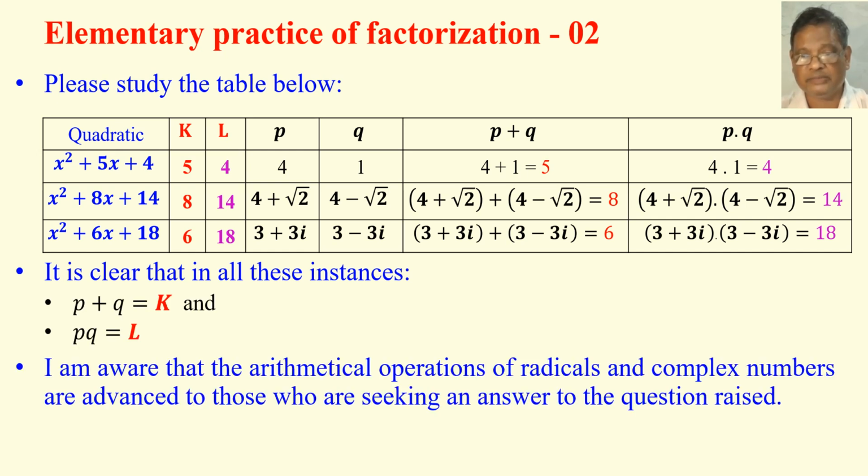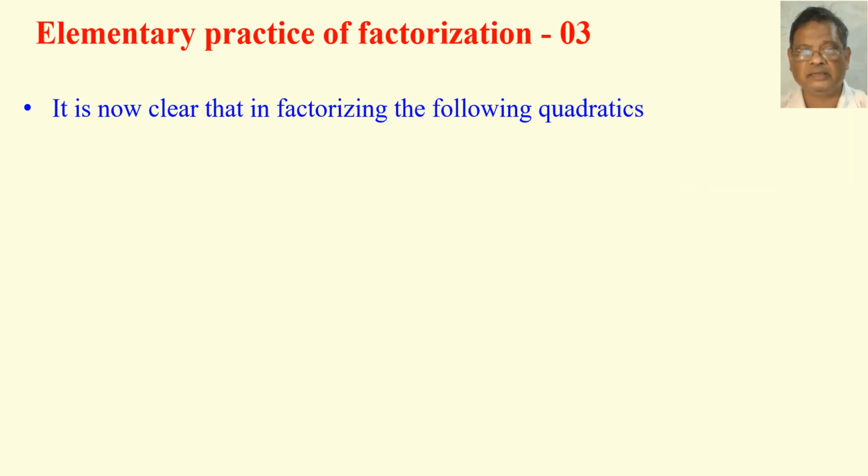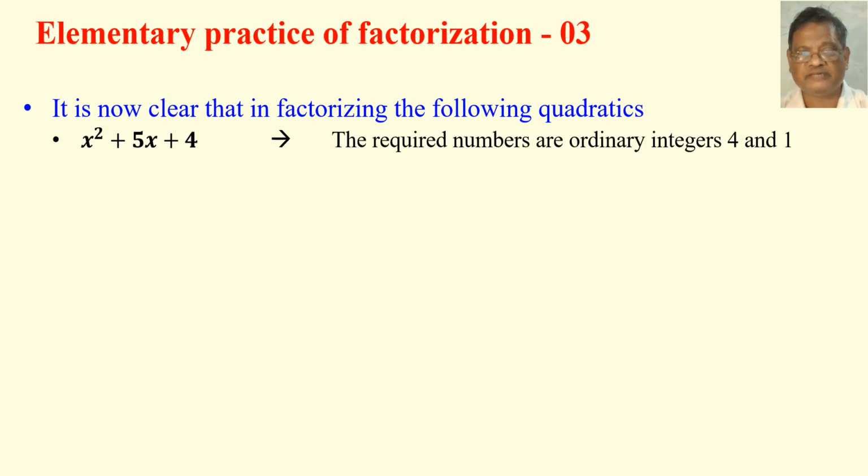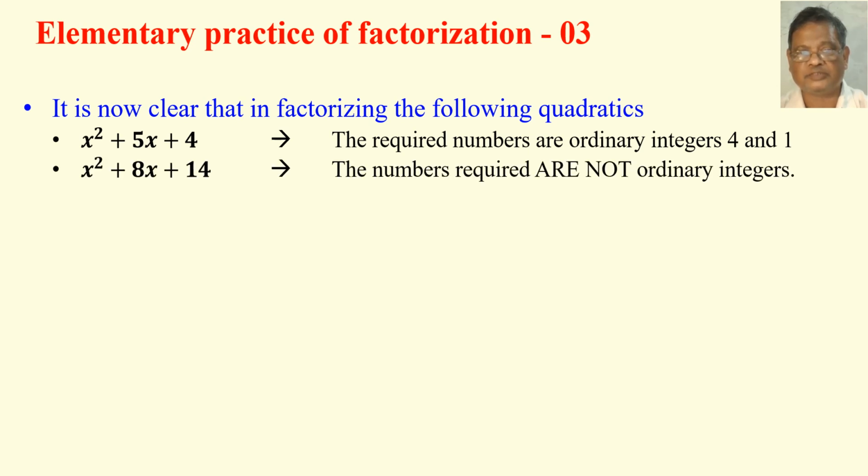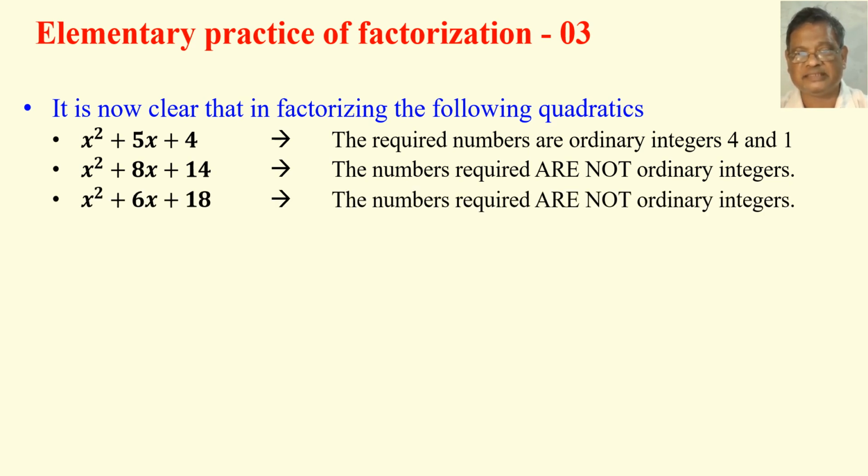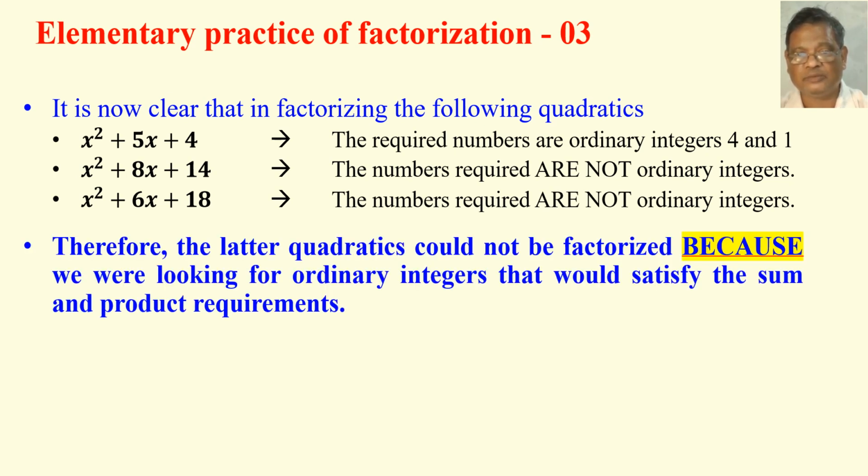It is clear that in all instances, p plus q is equal to k and p times q is equal to l. I know that the arithmetic operations of radicals and complex numbers are advanced for those who are seeking an answer to the question raised. It is now clear that in factorizing x squared plus 5x plus 4, the required numbers are ordinary integers 4 and 1. For x squared plus 8x plus 14, the numbers required are not ordinary integers. For x squared plus 6x plus 18, the numbers required are not ordinary integers. Therefore, the latter quadratics could not be factorized because we are looking for ordinary integers that would satisfy the sum and product requirements.